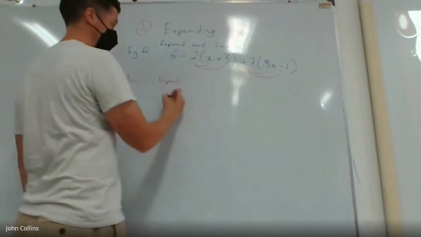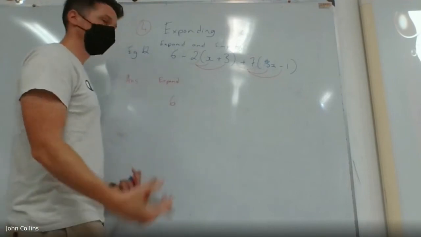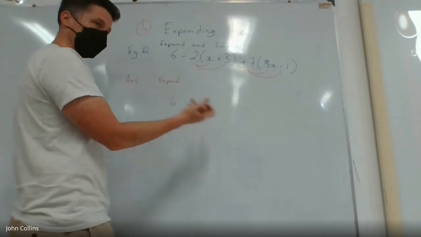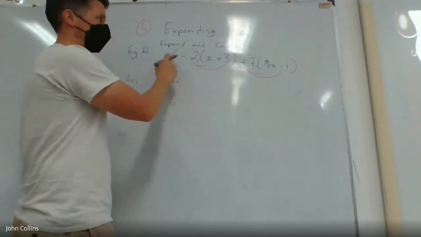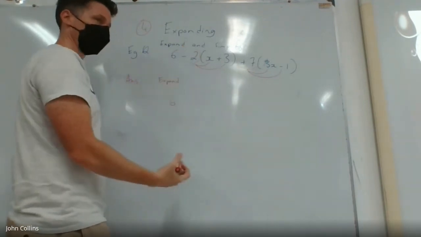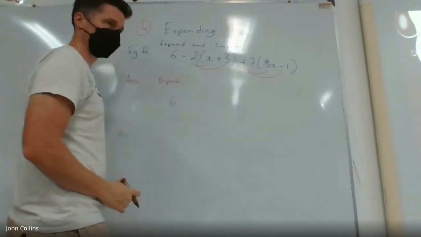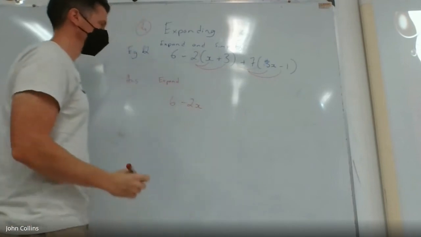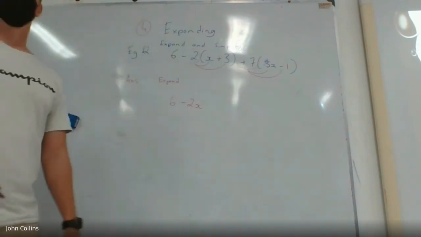So the 6 is just 6. Nothing to affect it in the expanding process. I might be able to simplify with this 6 in a bit, but if I want to expand first, which is what I want to do, it's on its own. -2 times x gives -2x. That's not too bad. What's my next term?